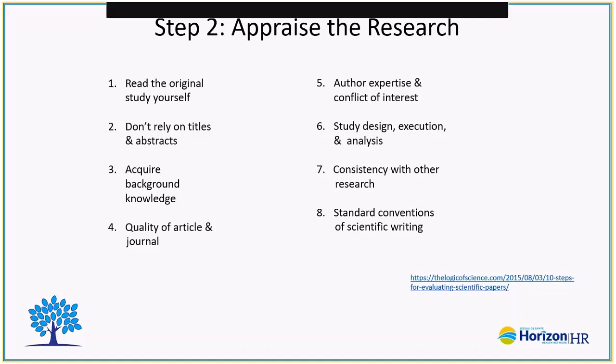For author expertise and conflict of interest, we covered that before when looking at journals. And study design, execution, and analysis. Look at things like sample size, the representative samples used, control group, were they used, was blind testing included, and were selective reporting or data biases present, or were they objective and included the good, bad, and ugly.